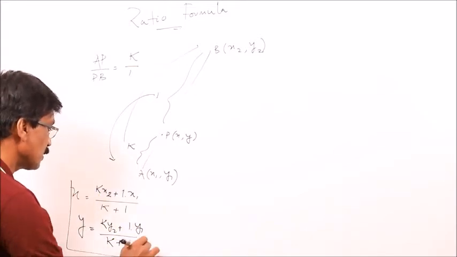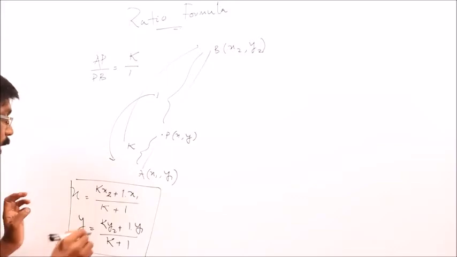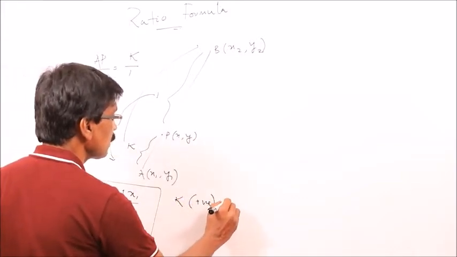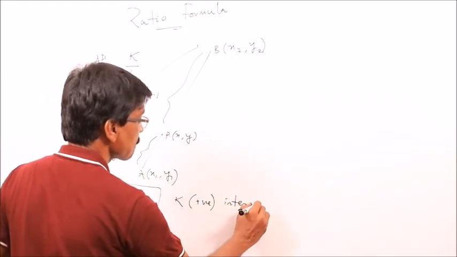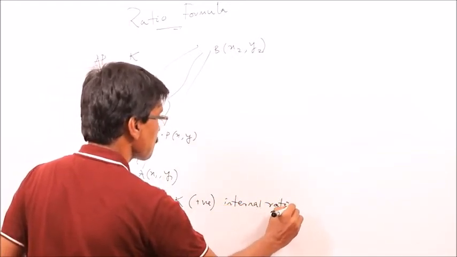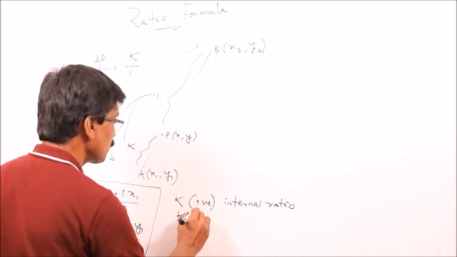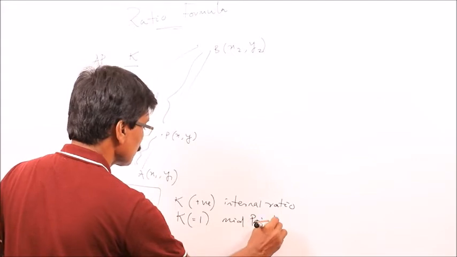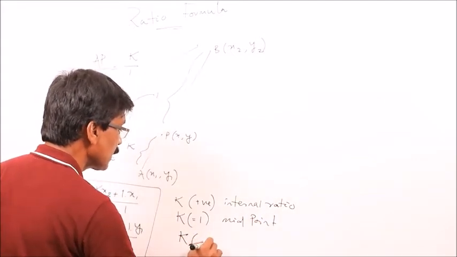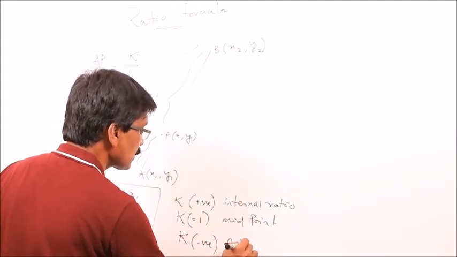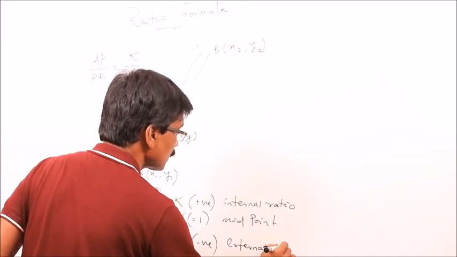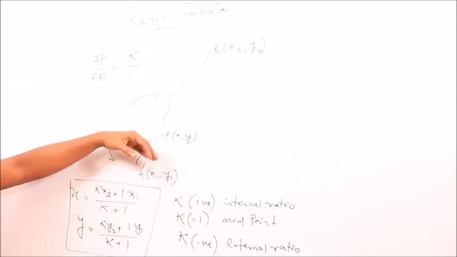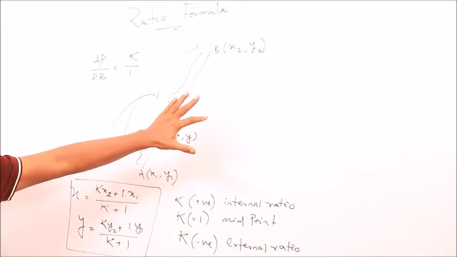So this is called ratio formula, and depending on k, if k is positive, it is called internal ratio. If k is equal to 1, it is called midpoint, and if k is negative, it is called external ratio. So this is the ratio by which P point divides AB.